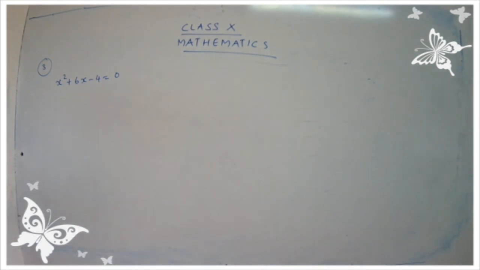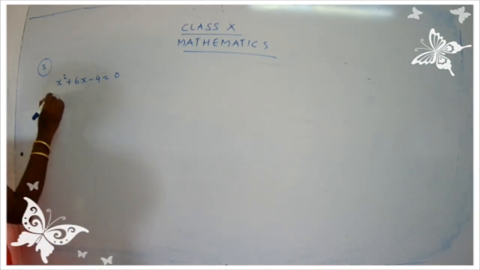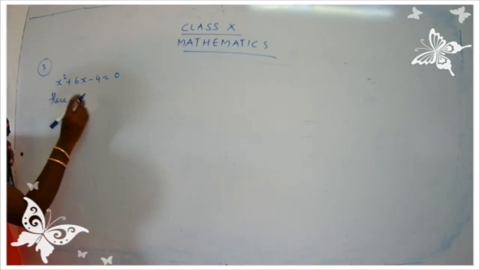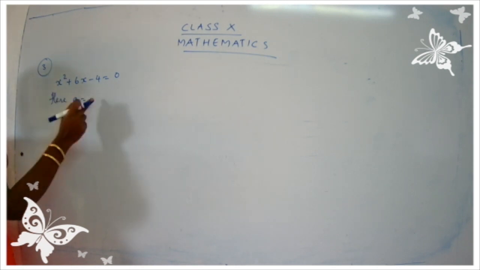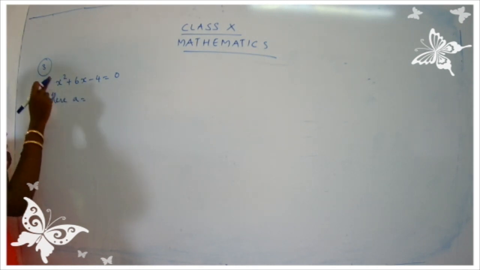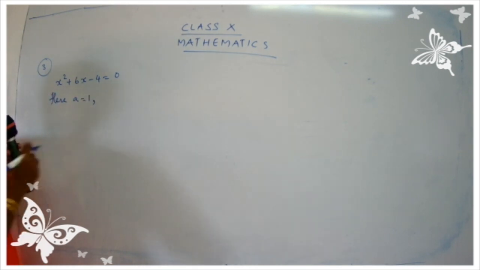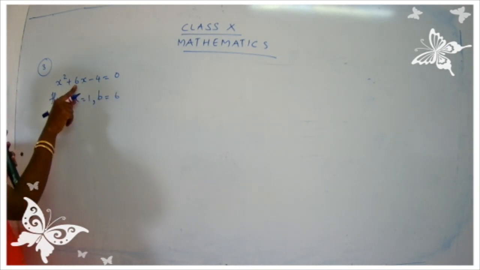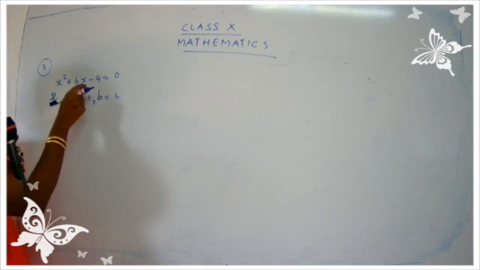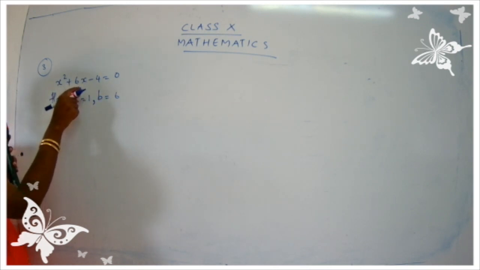So find out here A. What is A, children? What is the coefficient of x square? What comes with x square? You cannot write here 0 because nothing is over here. Every time whenever you have no number, you have to take it as 1. So here A is equal to 1. B is equal to 6. What is the value for B? 6. How do you get the value for B? The coefficient for x. What is the coefficient for x? It's 6.